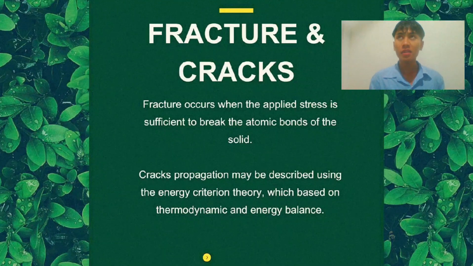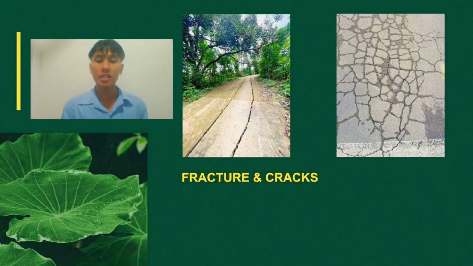The kind of pattern that shows in the picture is about fracture and crack. When we say fracture, it occurs when the applied stress is sufficient to make atomic bonds dissolve. That was according to Anderson 1995, 2002. When we say crack, its propagation may be described using the energy criterion theory. That is according to Griffith 1990, which is based on thermodynamics and energy balance. Both photos were taken by me at Bareilly.